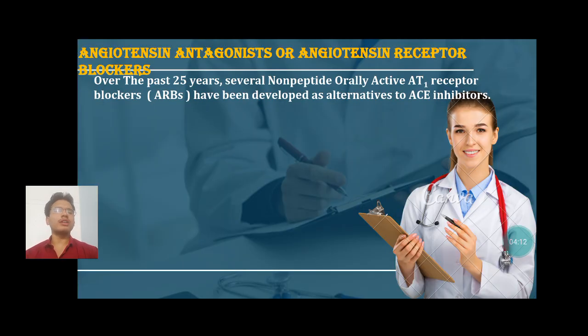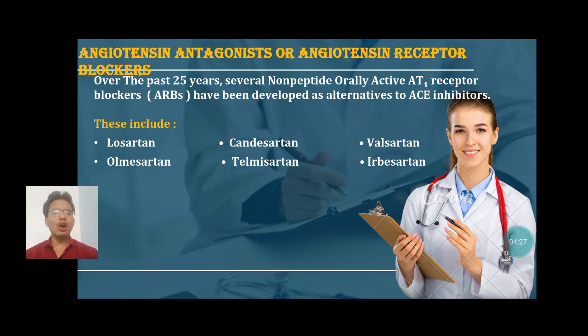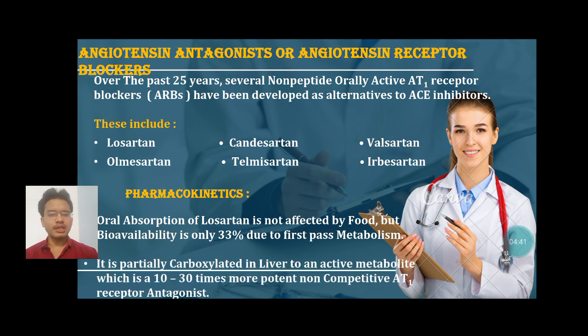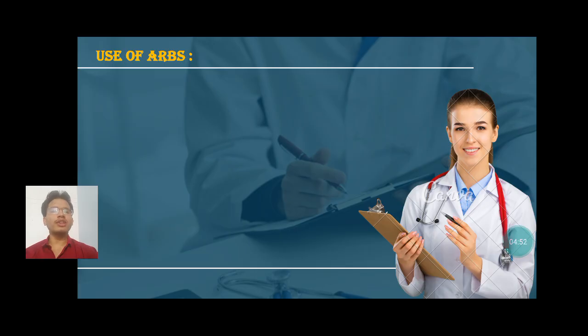The third class of antihypertensive drugs are angiotensin antagonists or angiotensin receptor blockers. Over the past 25 years, several non-peptide orally active AT1 receptor blockers, that's ARBs, have been developed as alternatives to ACE inhibitors. These include losartan, candesartan, valsartan, olmesartan, telmisartan, irbesartan. Now let's see the pharmacokinetics. Oral absorption of losartan is not affected by food, but bioavailability is only 33% due to first pass metabolism. It is partially carboxylated in liver to an active metabolite, which is a 10 to 30 times more potent non-competitive AT1 receptor antagonist.